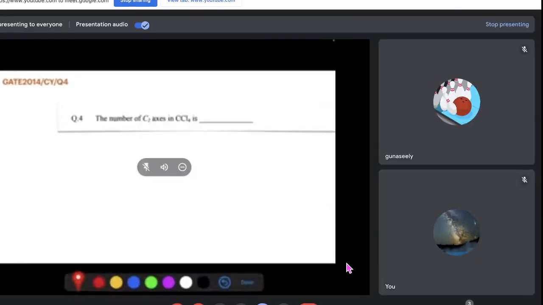So this question states that the number of C2 axes in CCl4 is... So we have to look into the symmetry of the given molecule and find out the number of symmetry elements, for example, the C2 axis, the rotation axis C2. So first, let's look into some basics.